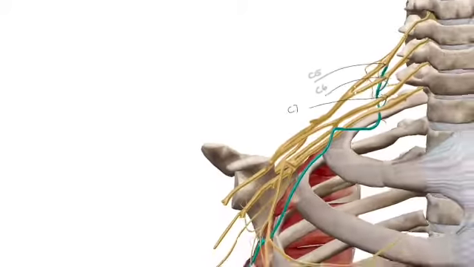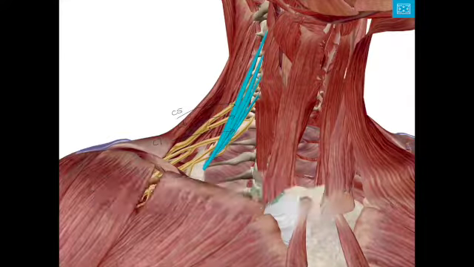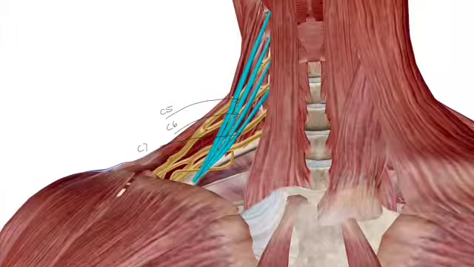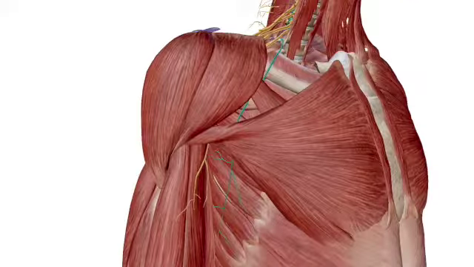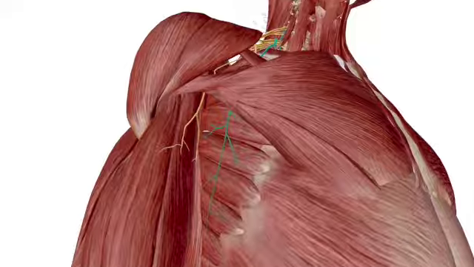The branches of C5 and C6 perforate the anterior scalene muscles, while C7 is located on its anterior surface. The nerve continues vertically between the posterior scalene and the brachial plexus. It is located on the lateral aspect of the thoracic wall at the concavity between the subscapularis and the serratus anterior.